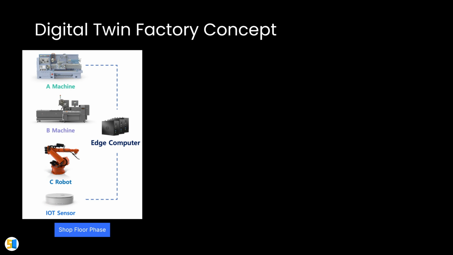To build that, we need 3 phases. First is the shop floor phase. The first stage, the shop floor phase, involves mechanical equipment such as machines, robots, and sensors that can collect and transmit data via edge computing.